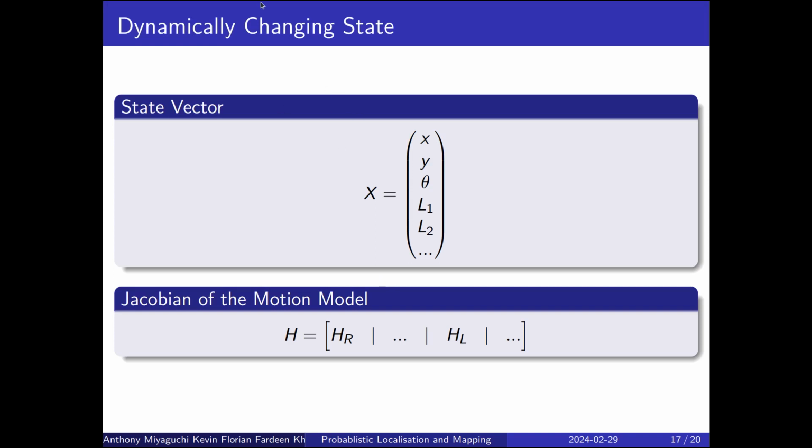There are two pieces of information to pay attention to. The first one is the state. The state dynamically changes as you see new landmarks, and it also updates as you see landmarks that you've already seen. Second, the Jacobian of the motion model is also a bit different because it is dynamically calculated for a given landmark, and of course the robot.